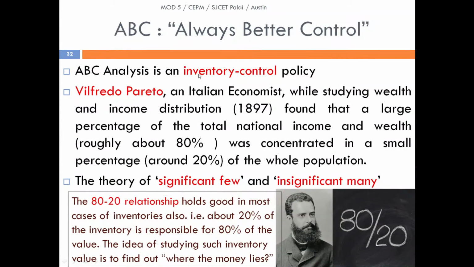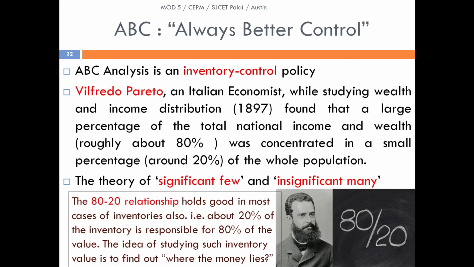Next we are going to see the second inventory control method, which is commonly practiced. The first one was EOQ, the second one is ABC, which when expanded becomes Always Better Control, and it is commonly used as an inventory control methodology. Before we come into detail with ABC, we have to study how this method was formulated.